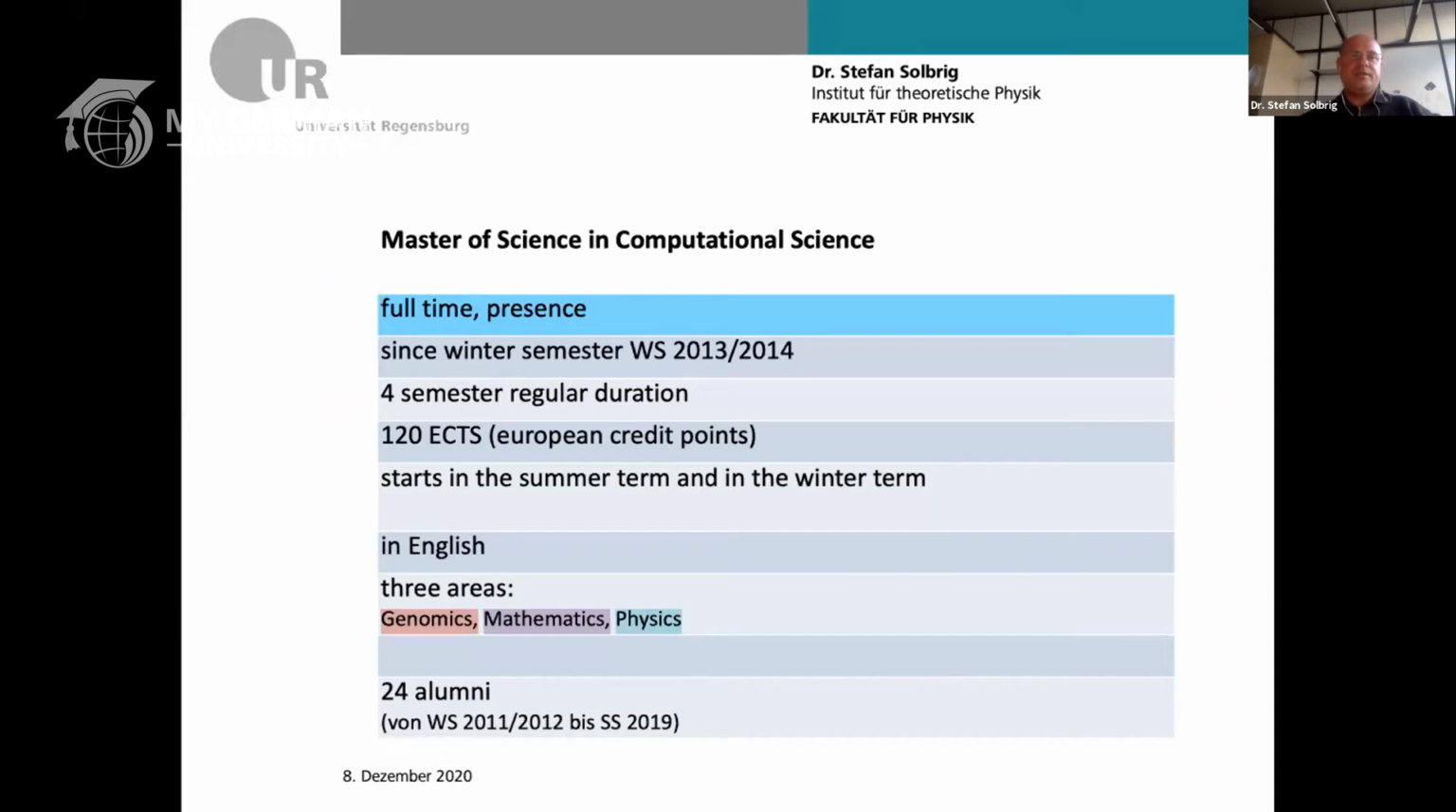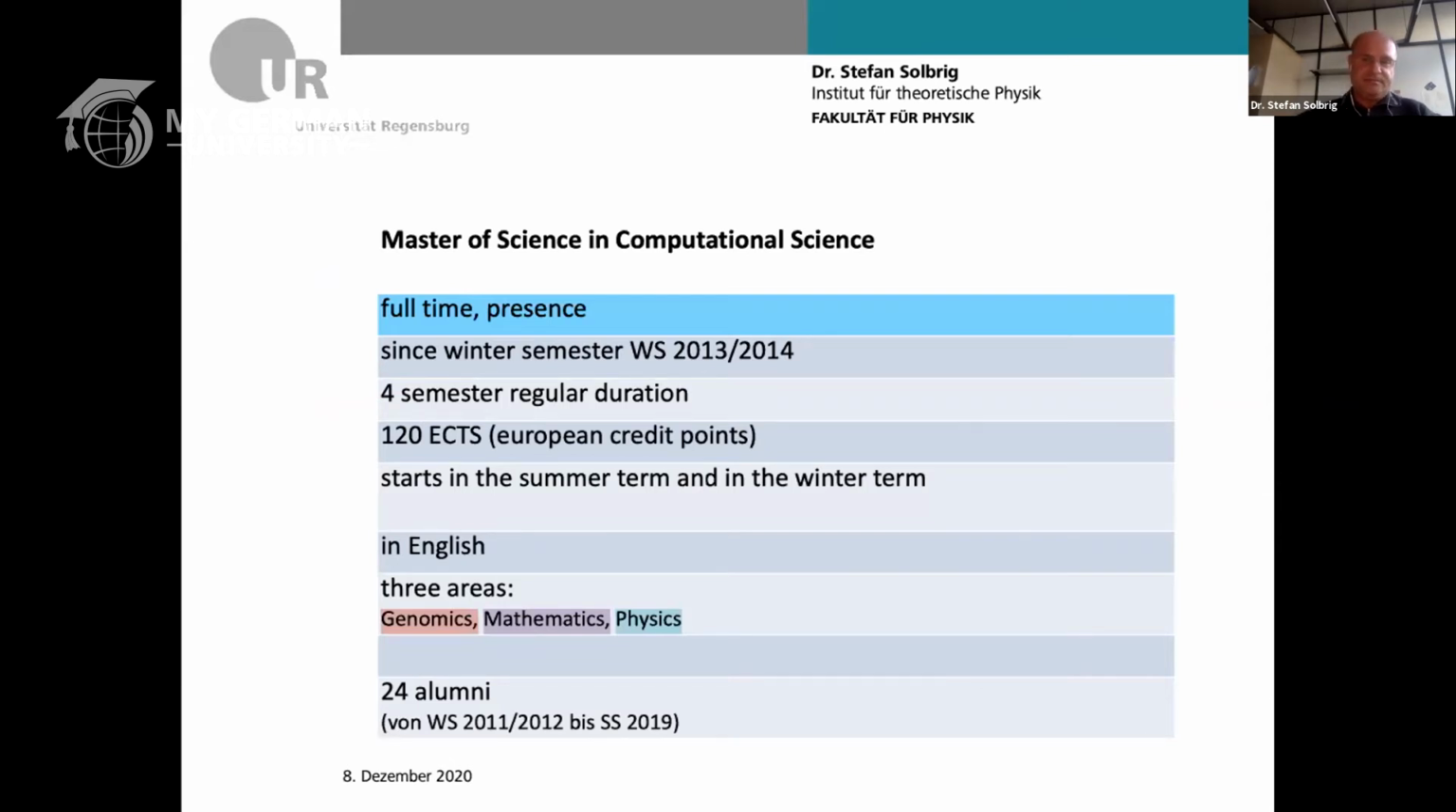Our Master in Computational Science is a full-time program, usually with presence. The first year with Corona, we did mostly via Zoom, but now we resumed classes in presence. It's a fairly new program. The first class was in the winter semester 2013-2014.